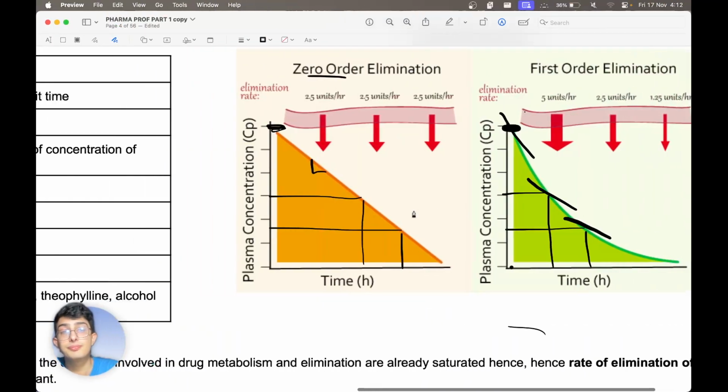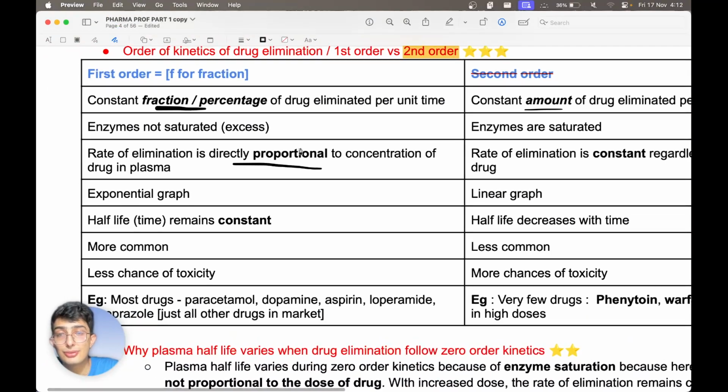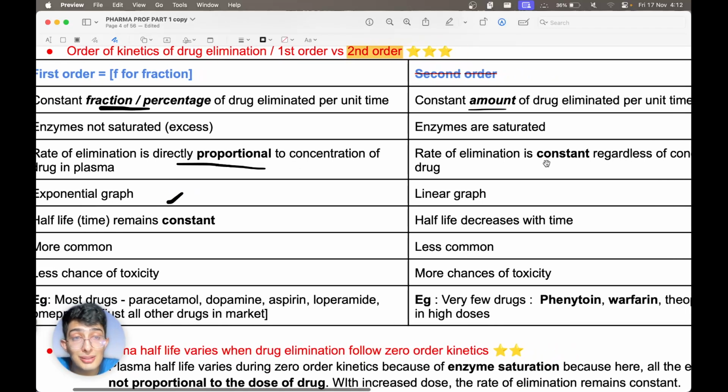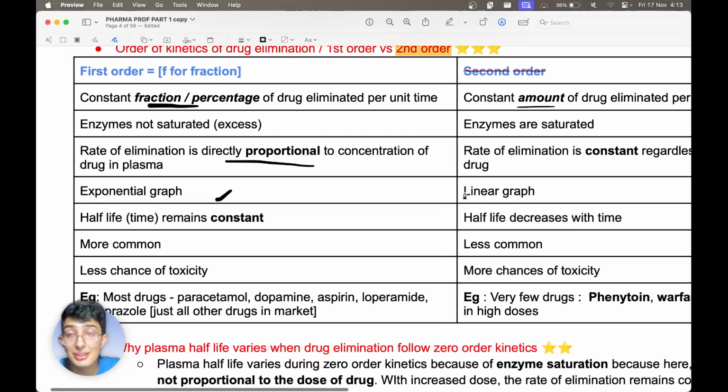All right. So we discussed that. From this, we also understand, see, these points are related. When you understand one, you understand another. So that is why it has an exponential graph in first order kinetics, because the rate of elimination is proportional to the amount of drug. But in zero order, since the rate of elimination is constant, the slope is also constant. That's why it has a linear graph. So you can remember this easily, right?